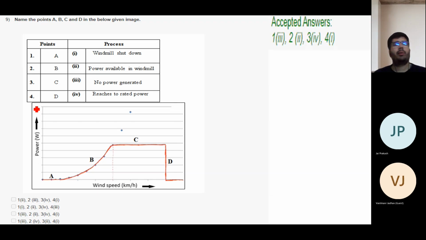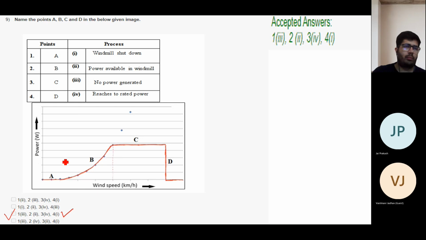So the correct answer will be: option A will match with 3, B will match with 2, C will match with 4, and D will match with 1. So the correct answer is, I think, C. This one. This is the correct answer.